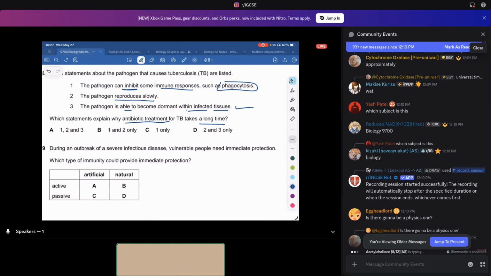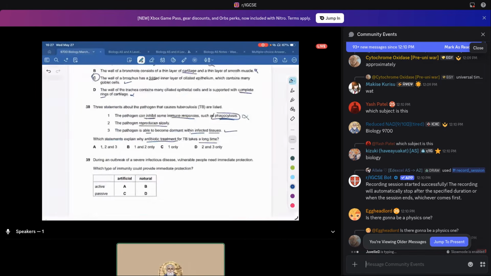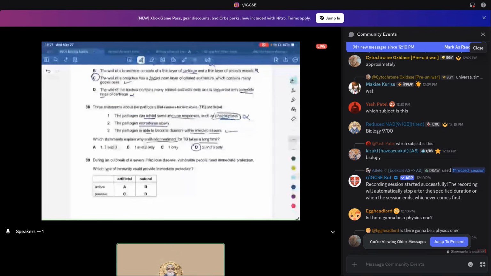Pathogen can inhibit some immune responses. That's not relevant at all. Why? Antibiotics work directly on the pathogen itself. If we go back to our antibiotic chapter, we know the penicillin breaks the cell wall. What does phagocytosis have to do with antibiotics? It doesn't. If it had antibodies, maybe, but this is antibiotics. So 1 is wrong. So the answer is 2 and 3 only.